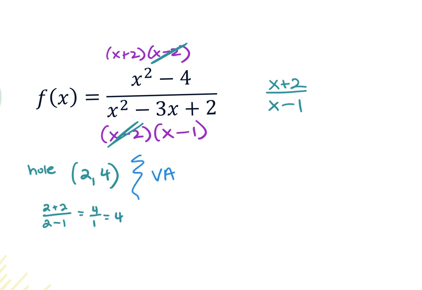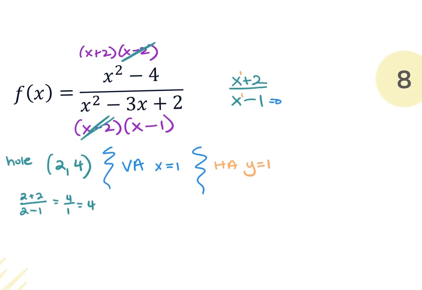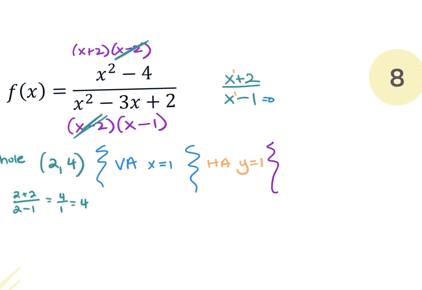The vertical asymptote comes from the bottom. Set that equal to 0, and I get x equals 1. Horizontal asymptote, the exponent in the top and the bottom are the same. They are both 1s. So it's the leading coefficients, which would be 1 over 1, or 1. And there is no slant asymptote.